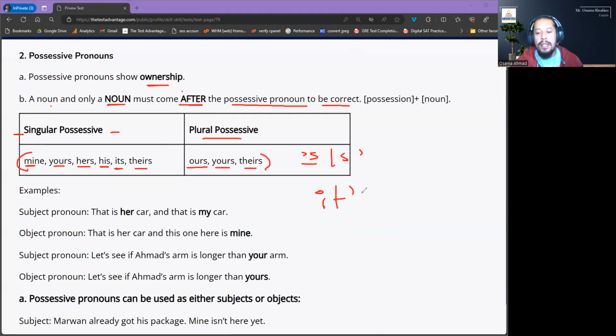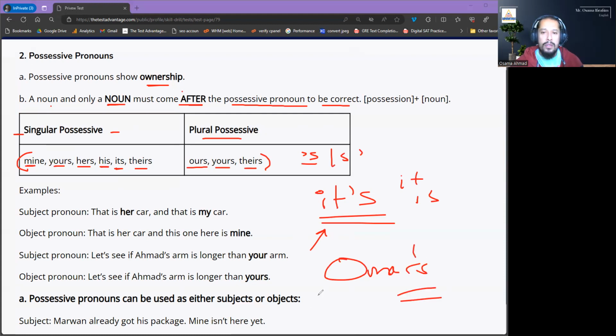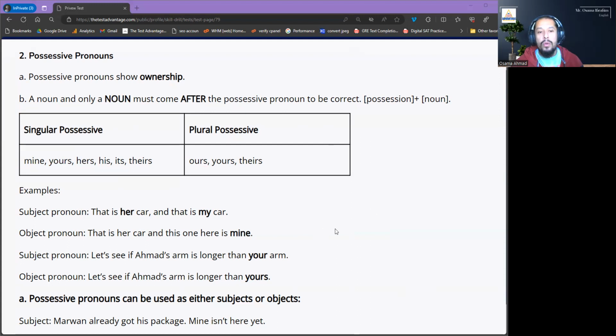If I say it's, Omar, is this possessive? No, because it is. It is, right? But if I say Omar's, is this possessive? Yes. So on the test, you will be confused sometimes by this. A pronoun or possessive pronoun does not take apostrophes. It's only the possessive noun that takes the apostrophe.